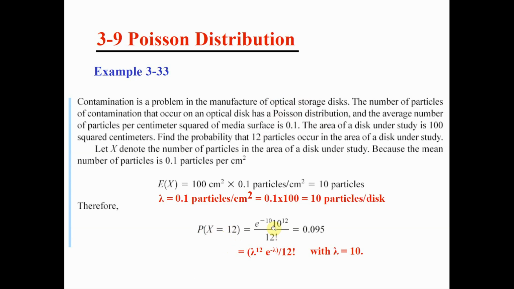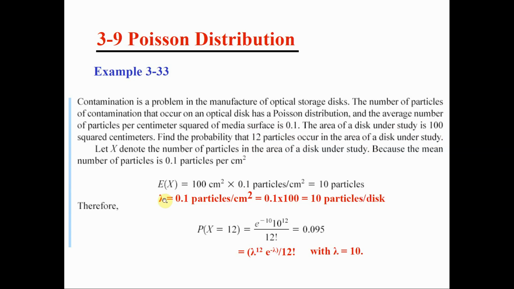X is 12. So we have lambda to the power of 12, e to the power of minus lambda, divided by 12 factorial. However, the remaining question is which lambda should we use? Should we use the 0.1, which is given itself? This would have been the case if the question was, what is the probability that we have 12 particles of contamination in 1 centimeter squared of the disk? In that case, we just use lambda equal to 0.1, and the units are particles per 1 squared centimeter. But the question is, what is the probability that we have 12 particles of contamination in the whole disk?